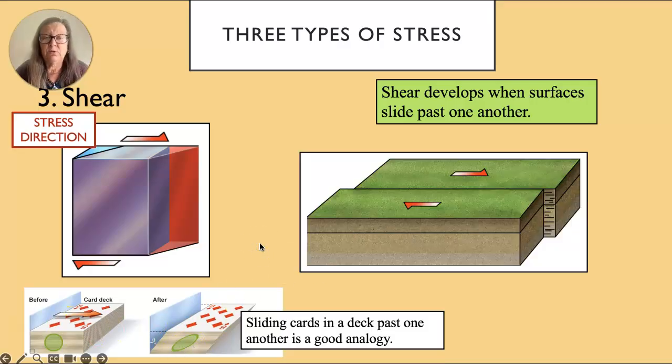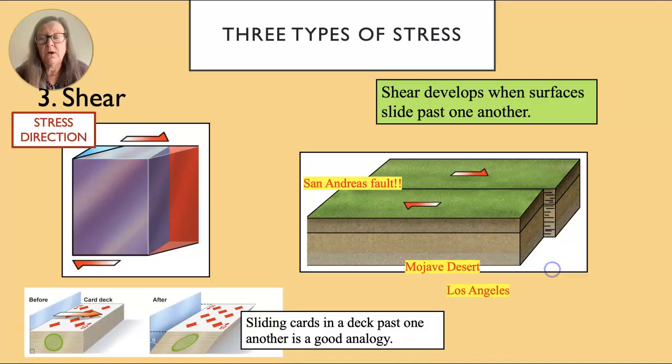Now, when it comes to rocks, shear stress produces long linear strike slip faults that are vertical. And so this is a good example of one, the San Andreas Fault, which we'll be talking about more. And the San Andreas Fault is created in a region of shear stress.